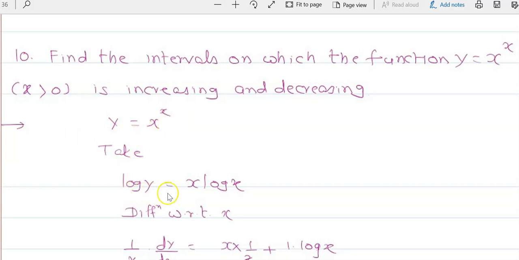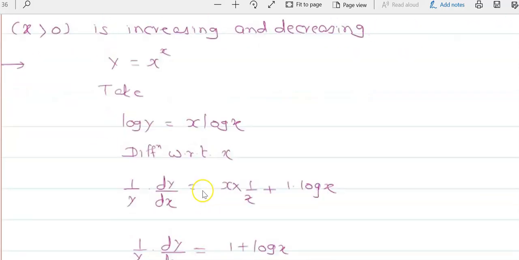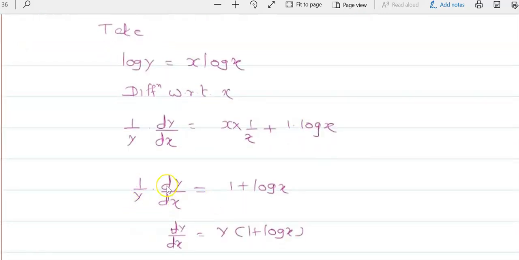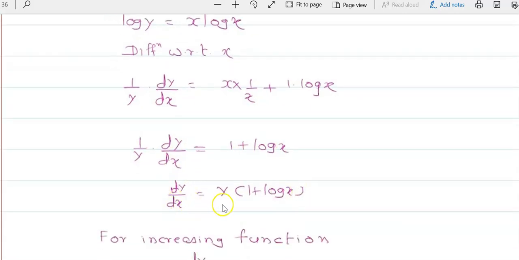Take log of y equals x into log of x. Now differentiate this with respect to x. Then 1 upon y into dy by dx equals, here we will apply the product rule, that is x into the derivative of log of x, which is 1 upon x, plus 1 into log of x. Therefore, you will get 1 upon y into dy by dx equals 1 plus log x. Therefore, dy by dx equals y into bracket 1 plus log x.